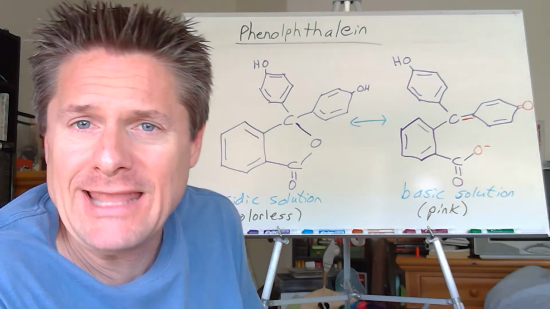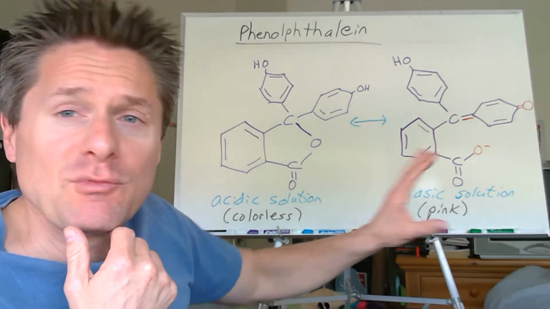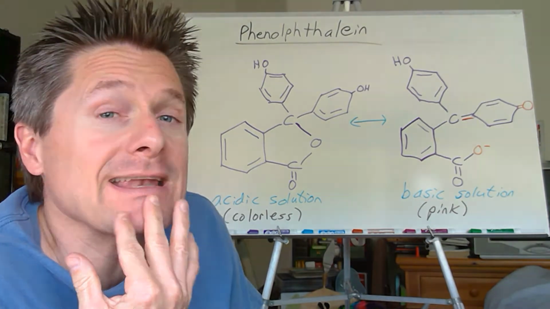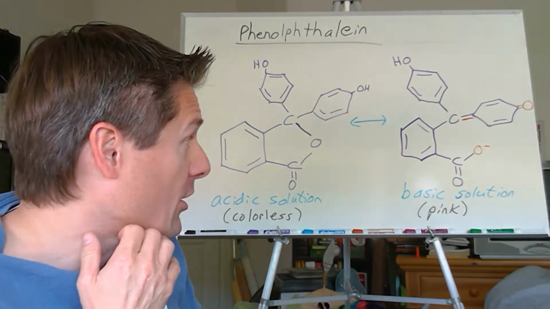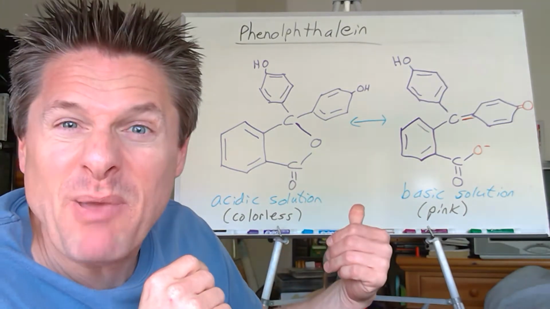So all the indicators, you know, are fairly complicated structures with these subtle changes between acidic and basic solution, and those create really cool colors. You get a neat variety of indicators and colors. But would you agree with me at this level? These structures are a pain in the butt.